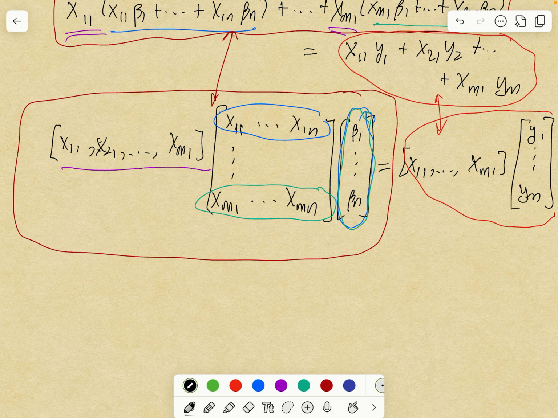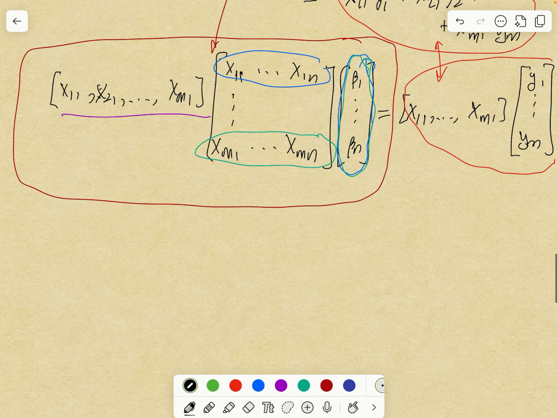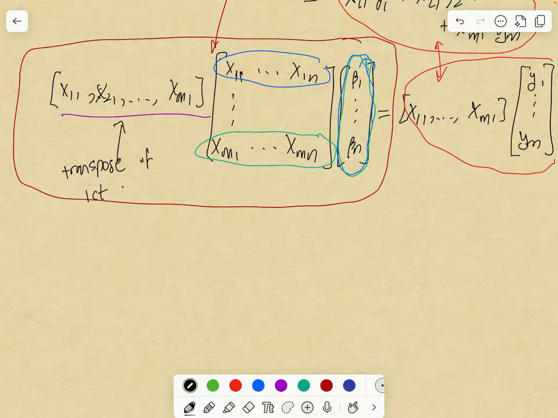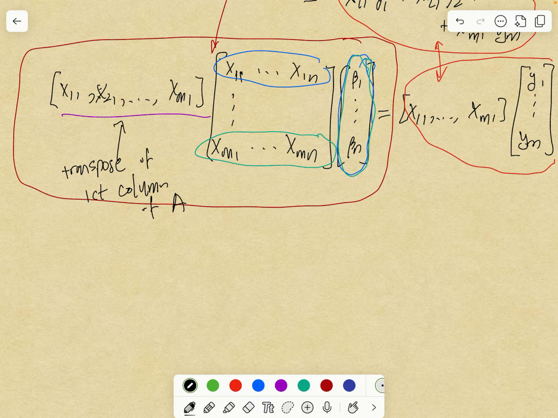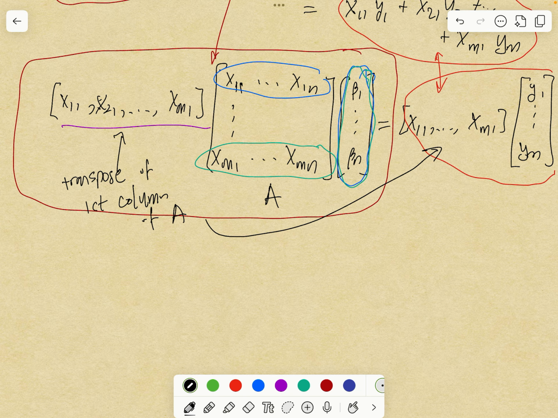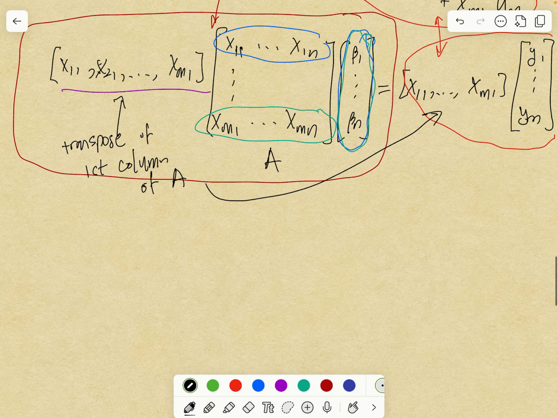And in general, for the ith derivative equal to 0, notice that this row vector is the transpose of the first column of A. I'm taking the first column, x11 to xm1, and writing it as a row vector. So that's the transpose of the column. So in general, if you do it for the ith partial derivative, you're going to get the transpose of the ith column. Okay.